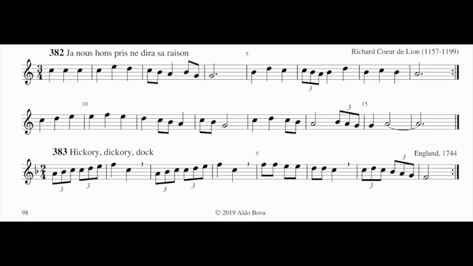Lovely music. And now 383. Hickory Dickory Dock. England 744. 1, 2. Lovely, simple but lovely music.